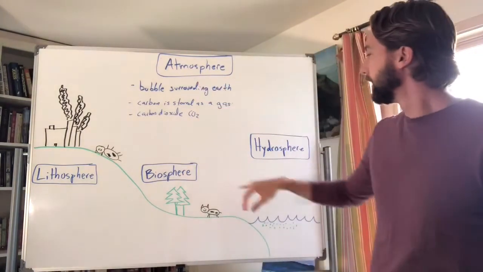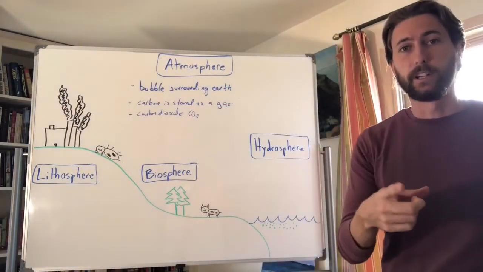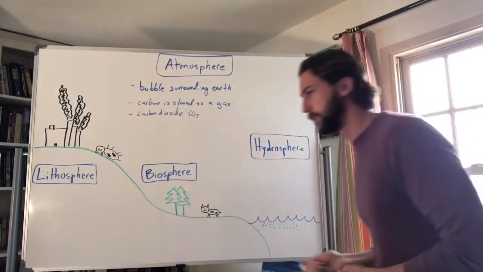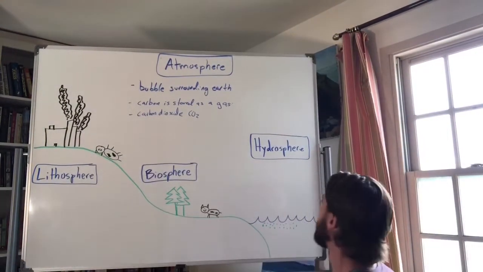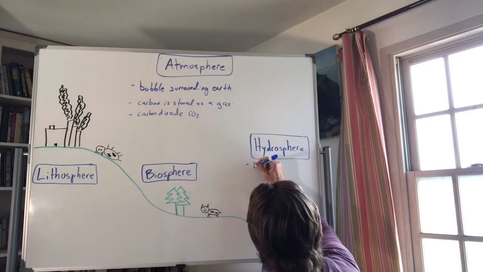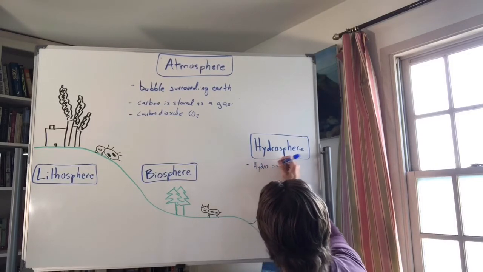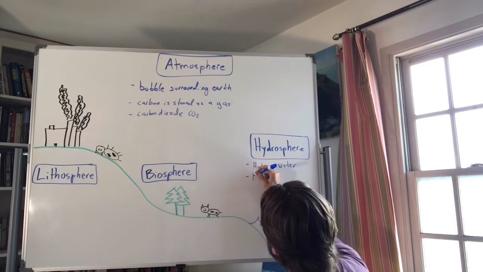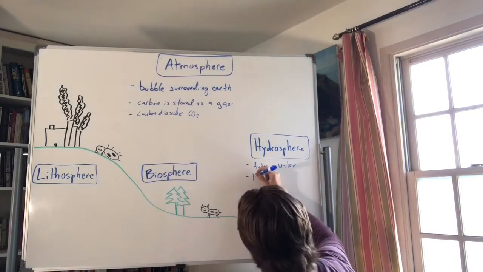So that's the atmosphere. Carbon can also be found in the hydrosphere, right? The hydrosphere is hydro, means water. So this should be a simple one. Hydro just means water. So these are bodies of water that store carbon. So hydro equals water. So then that means the hydrosphere are bodies of water.